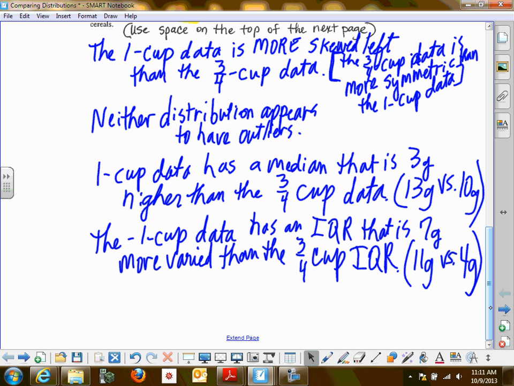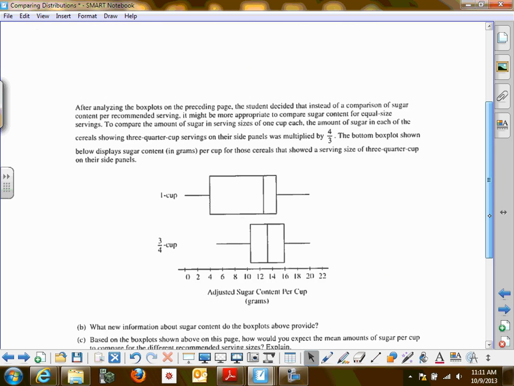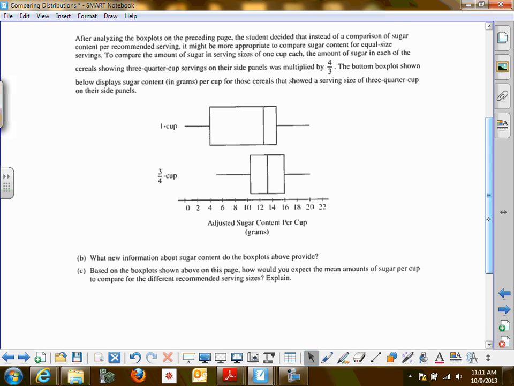So you have not described 2 separate distributions. You have connected the 2 in every single bit of information. So, let's see what happens next. Don't you think it would make sense to compare 1 cups to 1 cups instead of 1 cups to 3/4 cups? So the student decides to remedy that. The student decides that instead of a comparison of sugar content per recommended serving, it might be more appropriate to compare sugar content for equal size servings.